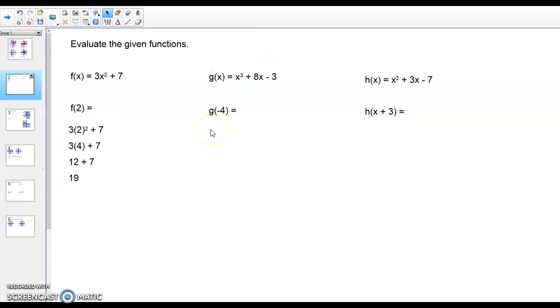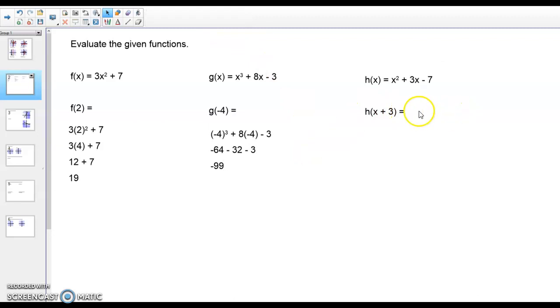Here, we're plugging in -4 wherever we see x, cubed in this case, plus 8 times -4 minus 3. -4 cubed is -64. 8 times -4 is -32 minus 3. -64 minus 32 is -96 minus 3. We get -99 as our answer.